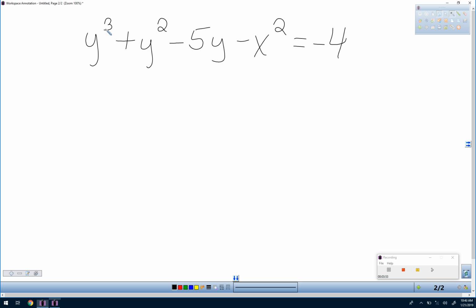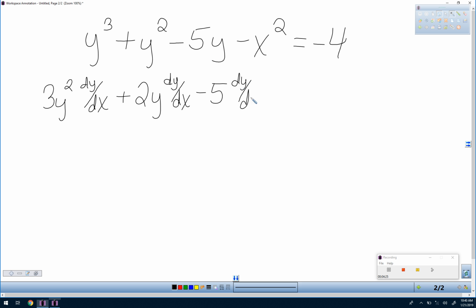So the derivative of y cubed would be 3y squared, and notice you took the derivative of y with respect to x. The derivative of y squared would be 2y dy/dx, you took the derivative of y with respect to x. Minus 5y, so the derivative of that would be minus 5, and you took the derivative of y with respect to x.